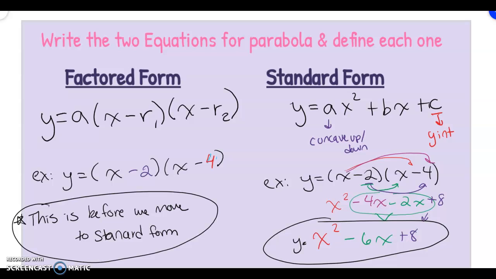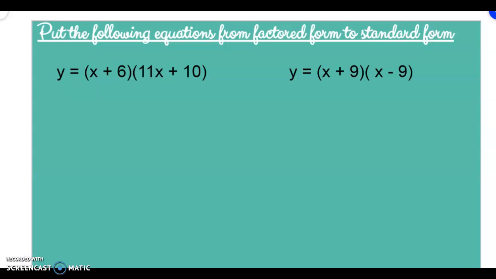So we use standard form to graph, we use it to understand where our y-intercept is, how it concaves, and where it's going to hit our x-axis as well. So now we're going to put the following equations from factored form into standard form. So remember, this is just FOILing.